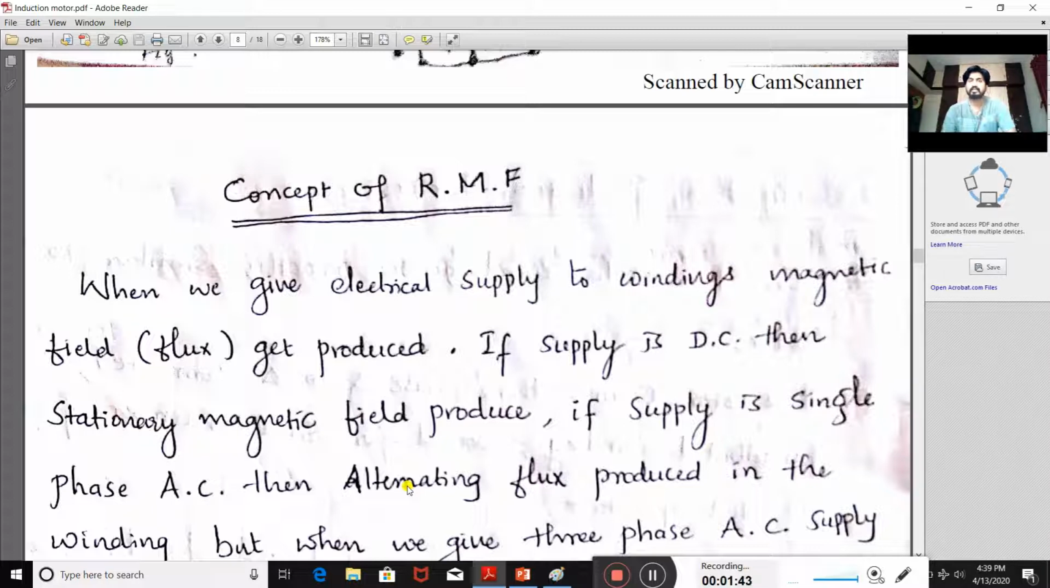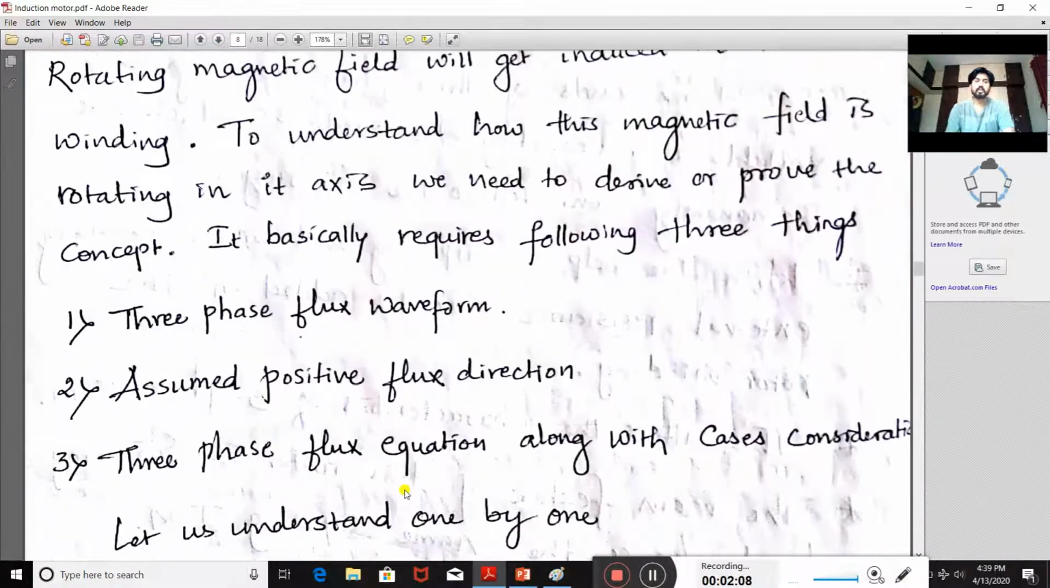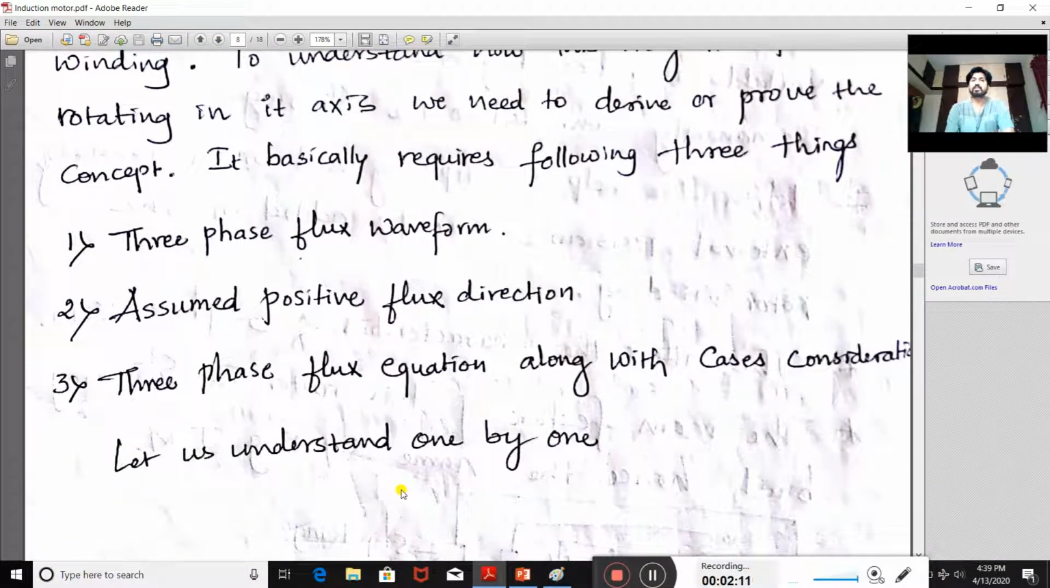Now in this class we are going to understand how that magnetic field is rotating in nature about its axis. To understand this, we need to derive, or we need to prove, that the magnetic field is rotating. To do that, we need to consider 3 points. Those 3 points are as follows: the three-phase flux waveform, the assumed positive flux direction, and the three-phase flux equation along with the cases, and we have to prove it.